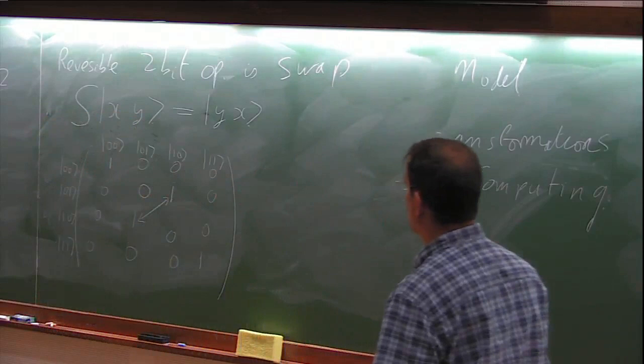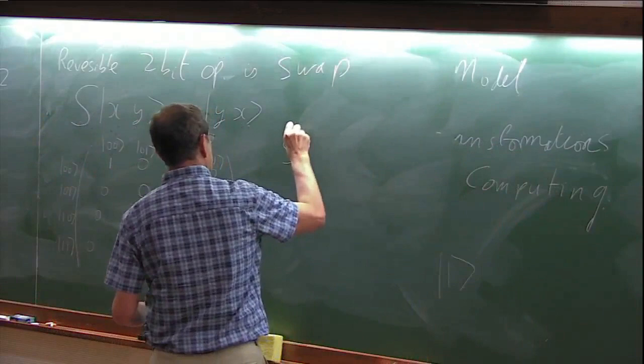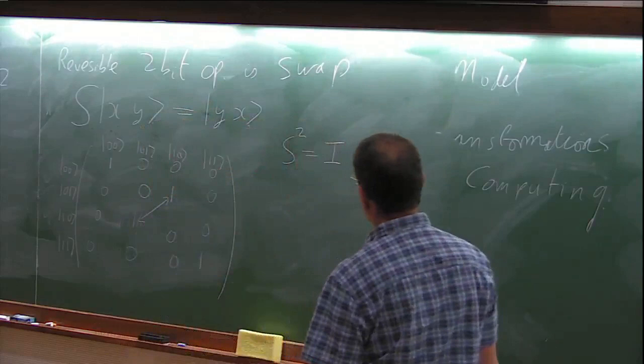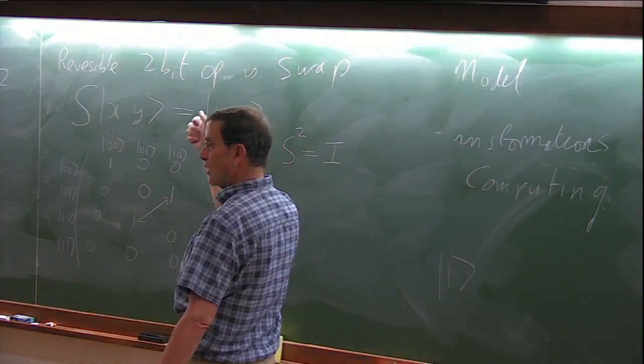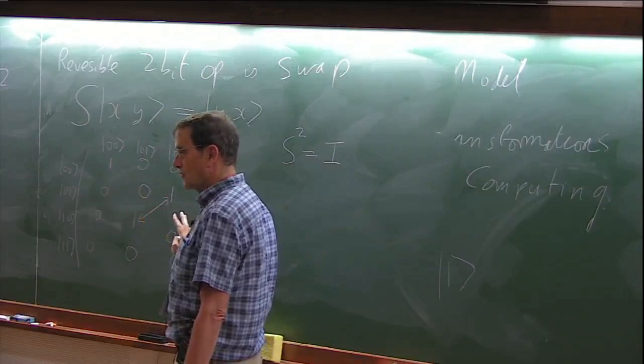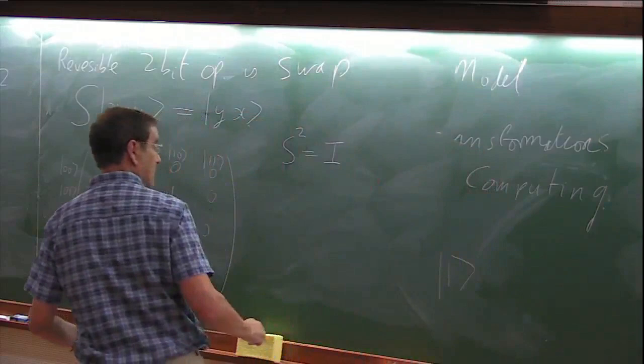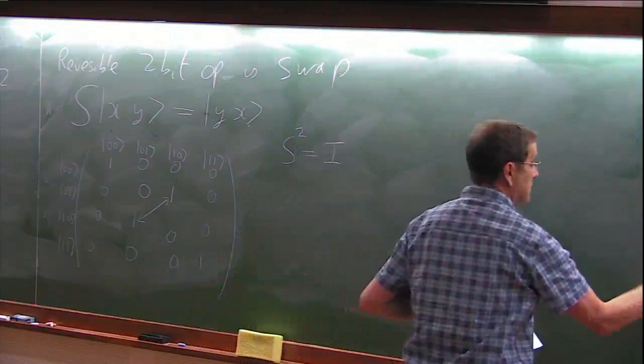So again, you can check, we know that S squared is the identity, so it's reversible. The inverse is equal to the operator itself. First of all, it's trivially obvious looking at this. You swap twice, you get back where you were. You can also, if you want, do a bit of work and square this matrix, and of course you get the identity matrix. Now, we'll come to the most important two-bit operator for when we generalize to quantum mechanics.